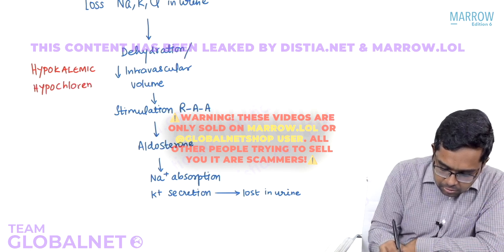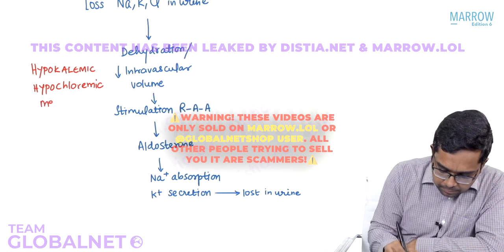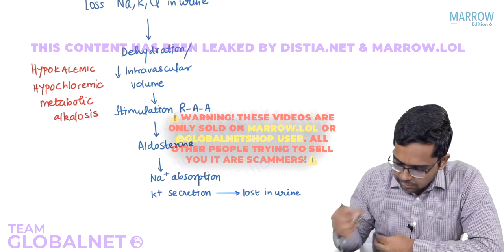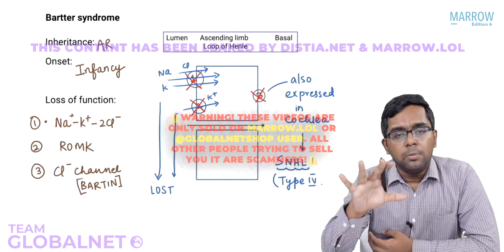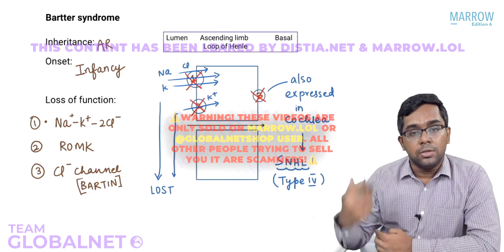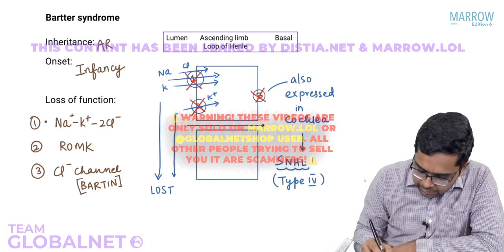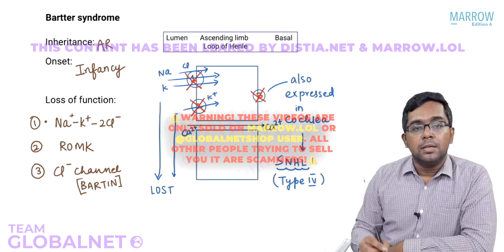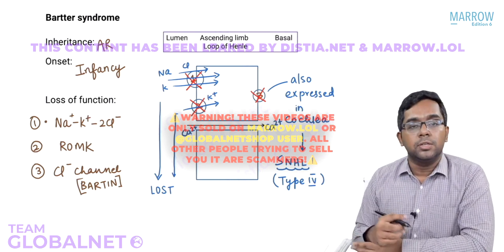That is the first consequence which you need to know about. What is the second problem? I'm just going back to the picture. Normally, when the movement of sodium, potassium and chloride occurs into the cell, it creates a gradient for calcium to be absorbed from the lumen into the blood vessels.